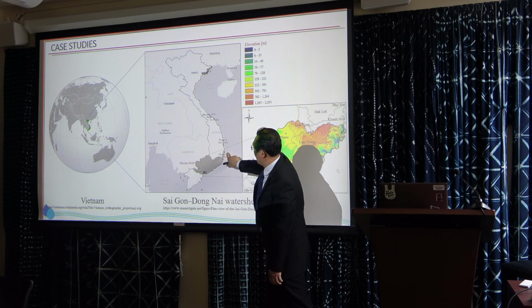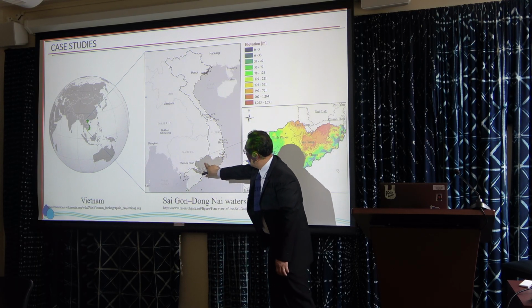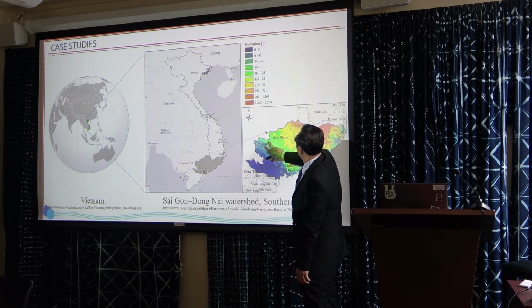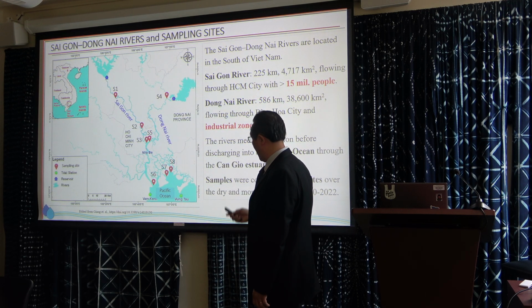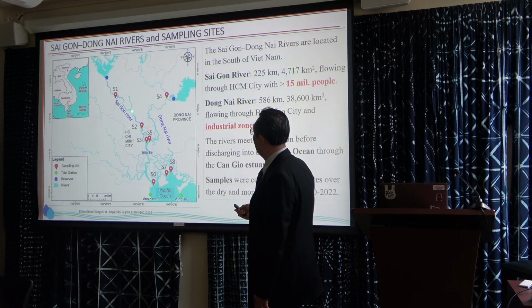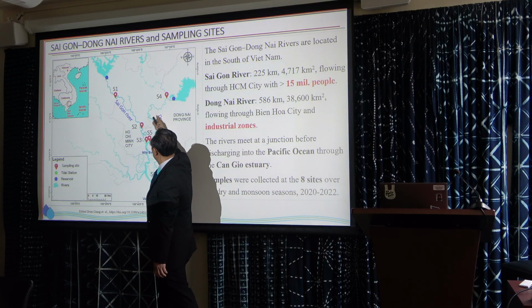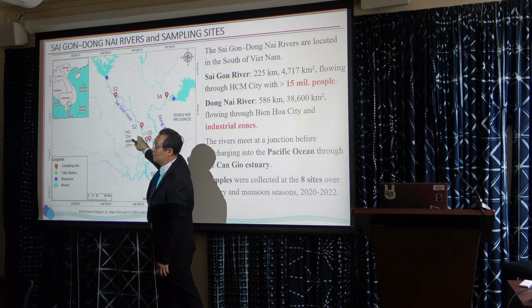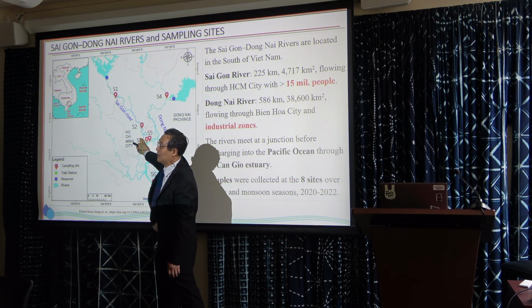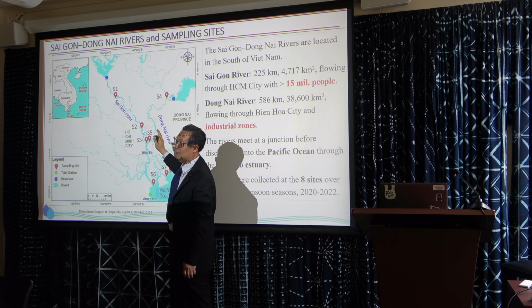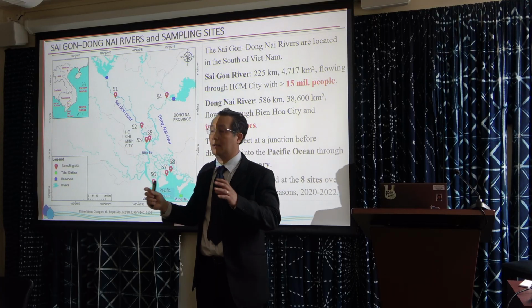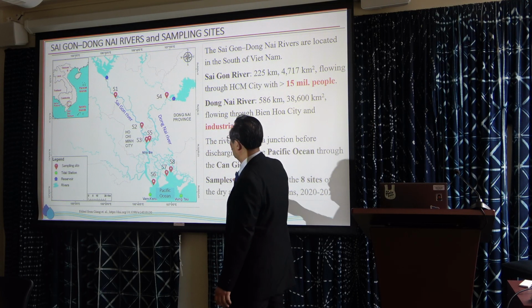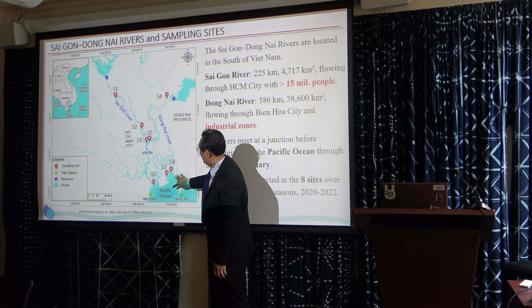My case study focused on the south of Vietnam. Here is the watershed of the Sai Gon river system, and my study focused on this area. I sampled from the upstream of the Sai Gon River to the downstream, and the Dong Nai River from upstream to downstream. These two river systems flow through a very crowded, high density population city, Ho Chi Minh City or Sai Gon, with more than 10 million people. The Dong Nai River system flows through many industrial parks, with a lot of factories along the river, before it flows to the Pacific Ocean here.